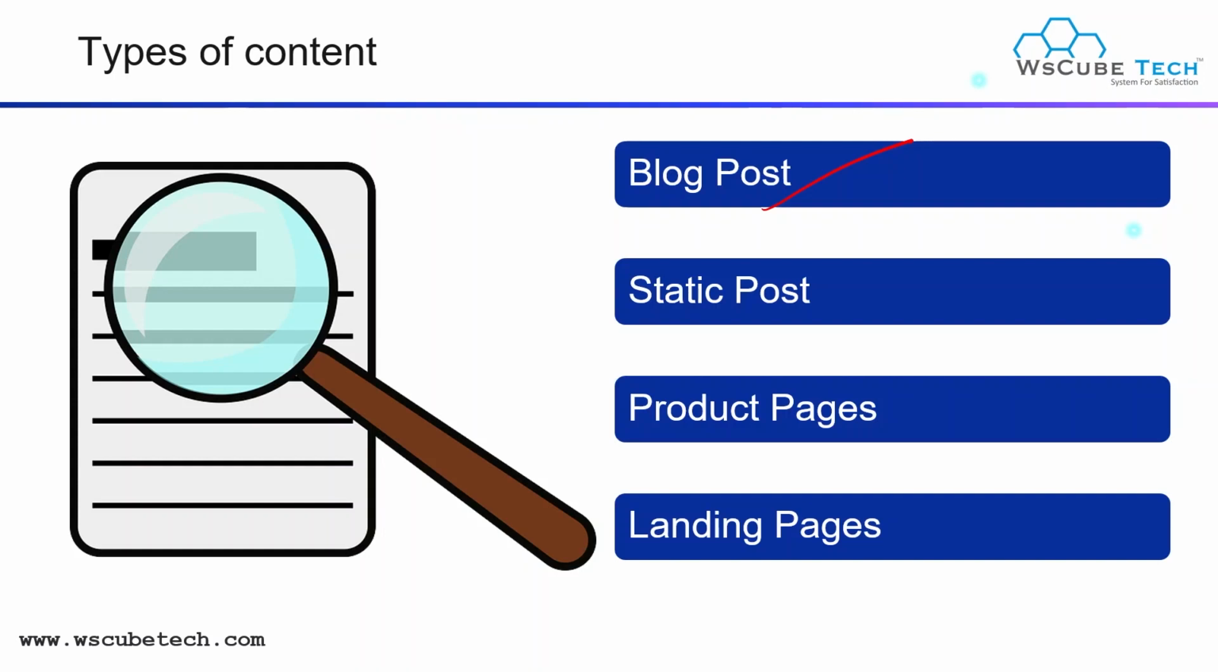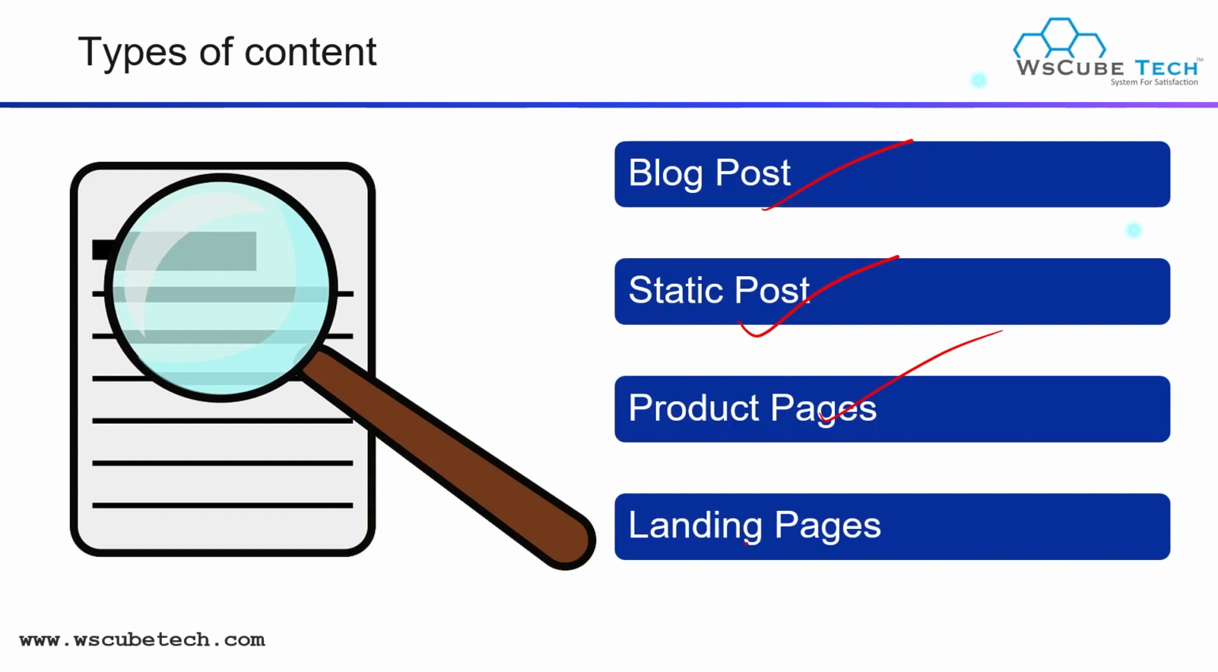The next one we have is your static post. Static post means the content found on the static pages of your website, like your about us page, contact us page. These are your static posts. Next we have product pages. These are the pages that promote specific products or services.